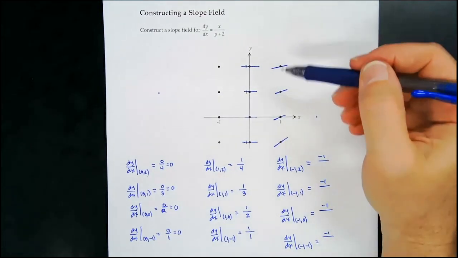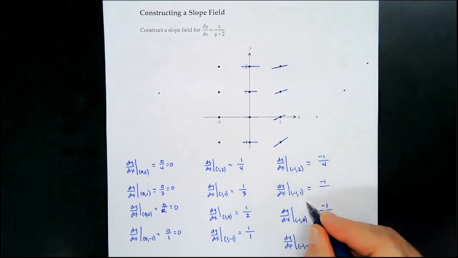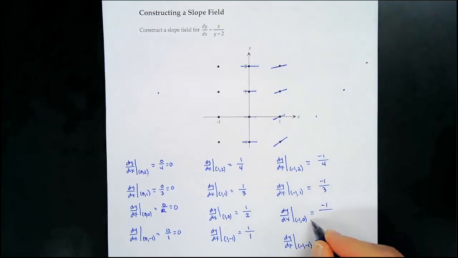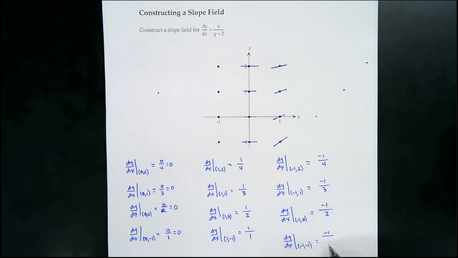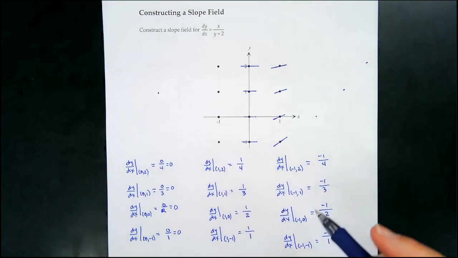Okay, what's the denominator? The denominator is going to be y plus 2. So 2 plus 2, that'd be 4. 1 plus 2 is 3. 0 plus 2 is 2. And -1 plus 2 is 1. Okay, so at -1, 1, this one's going to have a slope of -1, right?